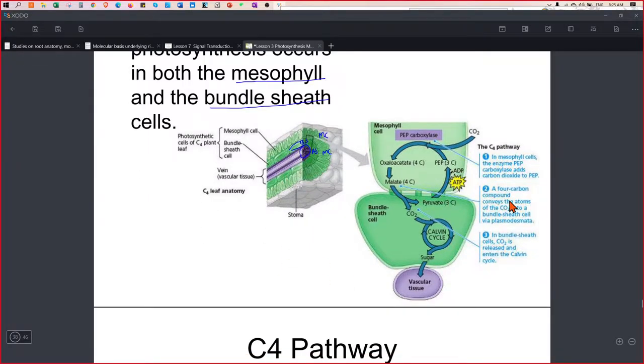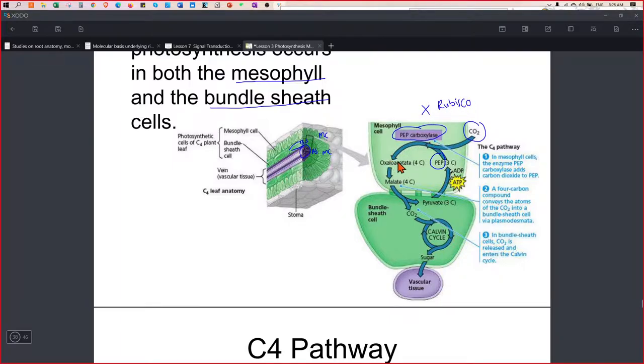So the way it happens is, the first step of carbon fixation happens in different cells than the rest of the Calvin cycle. Let's look at this pathway here. Number one, in the mesophyll cell, the enzyme PEP carboxylase, PEP stands for phosphoenolpyruvate, adds carbon dioxide to PEP. So you have your CO2 here, and then it joins with the phosphoenolpyruvate with the help of PEP carboxylase. So this is not Rubisco, okay? This is not Rubisco.